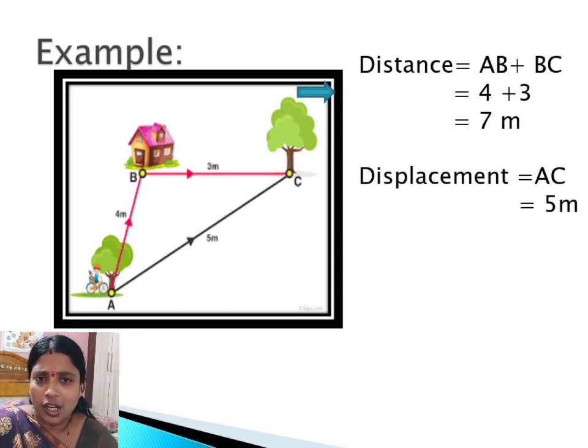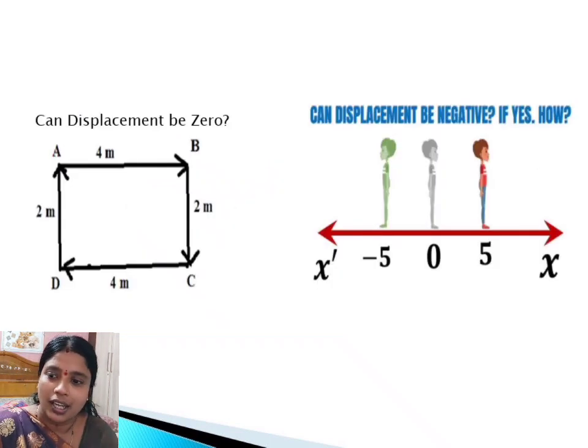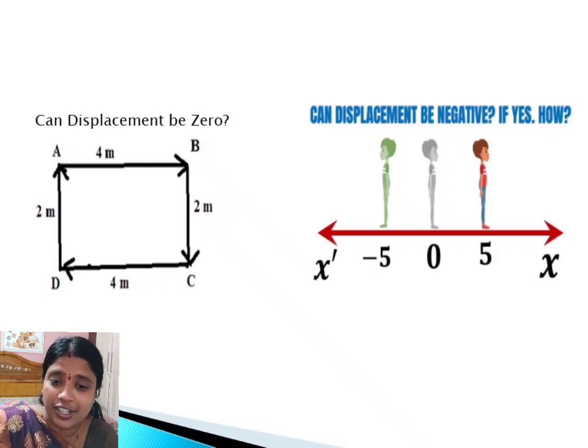Now a question also comes to mind. Can displacement be 0? You might be thinking, how is it possible? If a boy has moved from one place to another, it cannot be 0. But no, it can be 0. And when will it be 0? There is a condition for it. Let us try to understand by this first example.